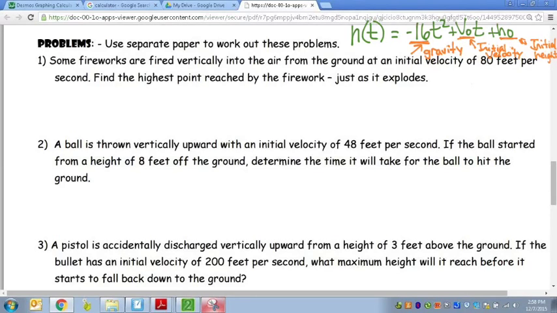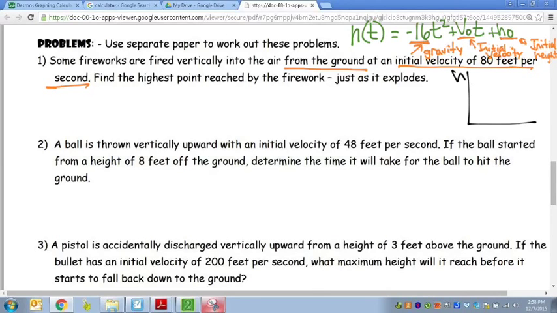Okay. So for number 1, it says, some fireworks are fired vertically into the air from the ground. From the ground is an important thing; I'll talk about that in a moment. And the initial velocity is 80 feet per second. Find the highest point reached by the firework just as it explodes. So if I could model this problem, remember, it says it was shot straight up in the air.